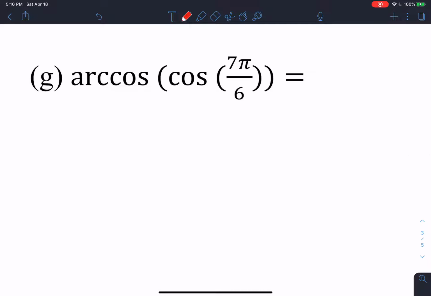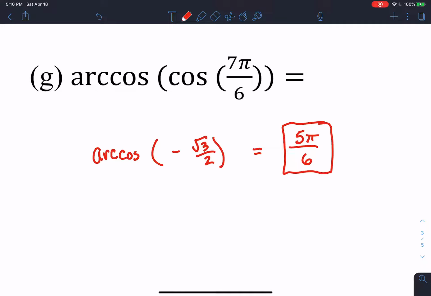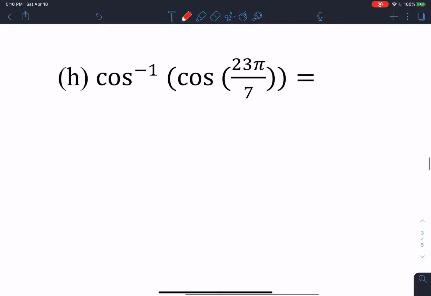The next one, you have arc cosine of 7 pi over 6. So what is cosine of 7 pi over 6? That is negative root 3 over 2. Now, what's arc cosine of negative root 3 over 2? That's going to be 5 pi over 6. Again, arc cosine has to be in the top half of the unit circle. It has to go from 0 to pi. 7 pi over 6 is too big. So you have to use the angle that's in the right range, which would be 5 pi over 6.